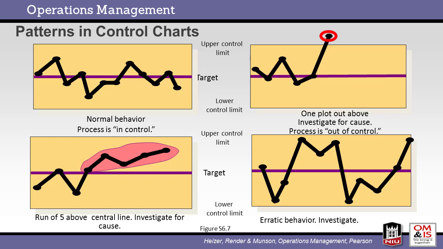Consider these examples of control charts. The chart in the upper left portrays a process that is in control. The process shown in the upper right should be checked since one point is out of control. Plus, the other points tend to be above the mean.